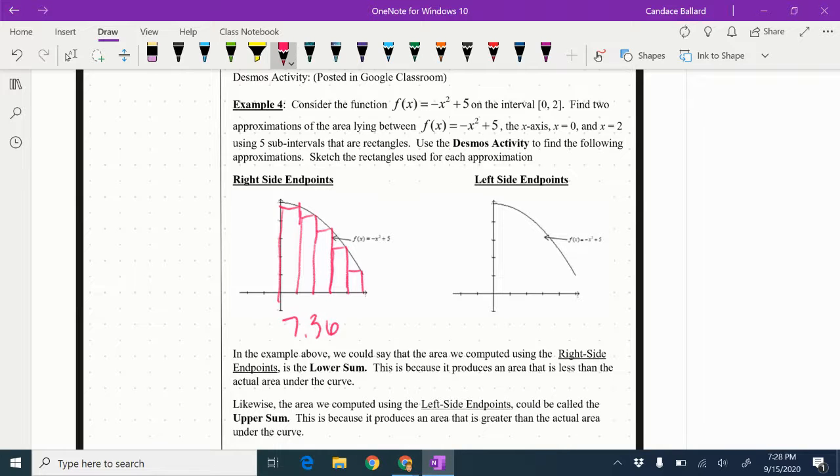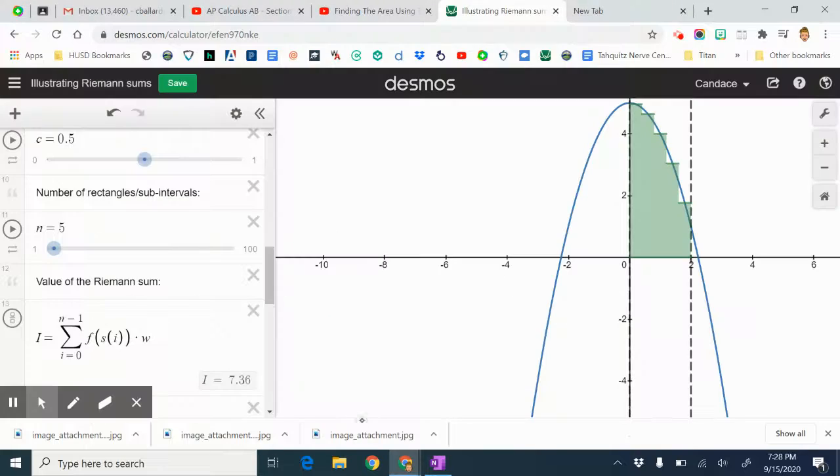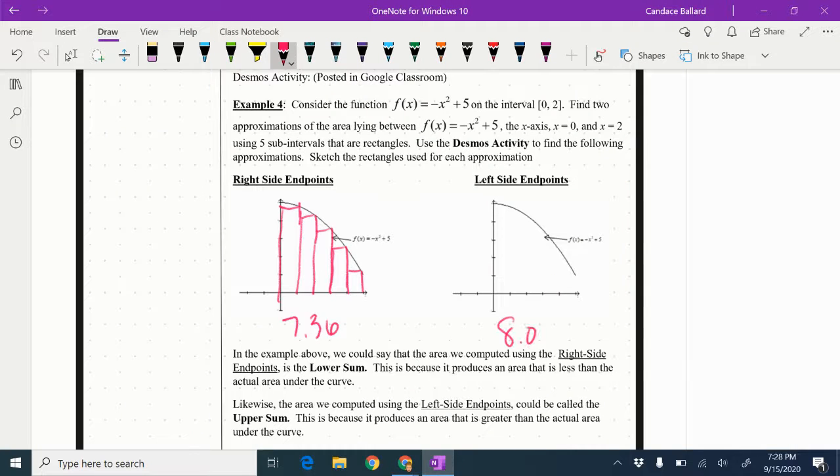Okay, now we're going to do the left side endpoint. So let's see what that looks like in Desmos. I'm going to switch it to here. That was not what I was going to switch. I switched the wrong thing, didn't I? I still want 5 rectangles. Okay, I'm going to switch it back here for my left. So now it looks like my rectangles are a little bit above, and I got 8.08. And if I was going to draw a picture, I'm going to be from the left side, hit the height from the left side.